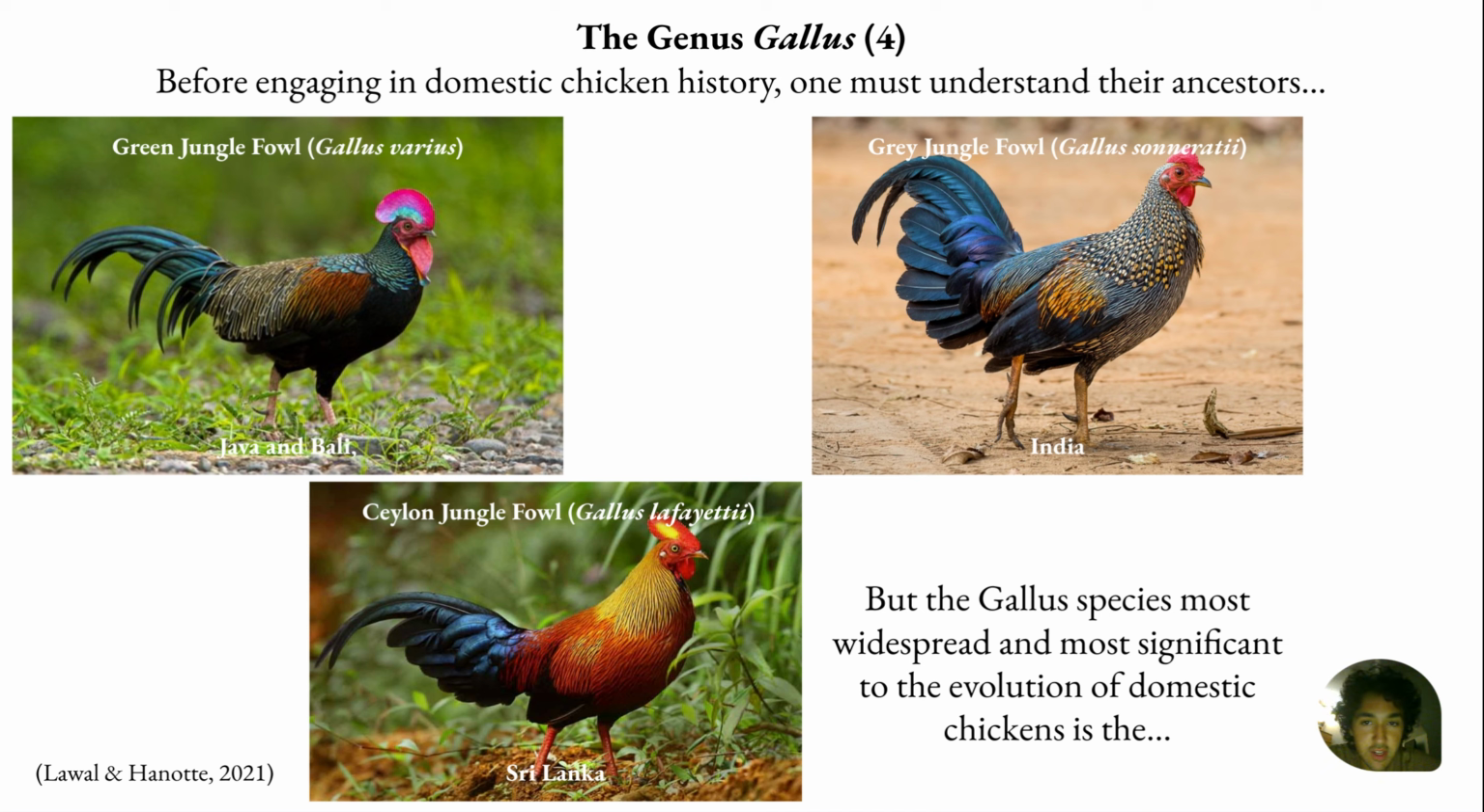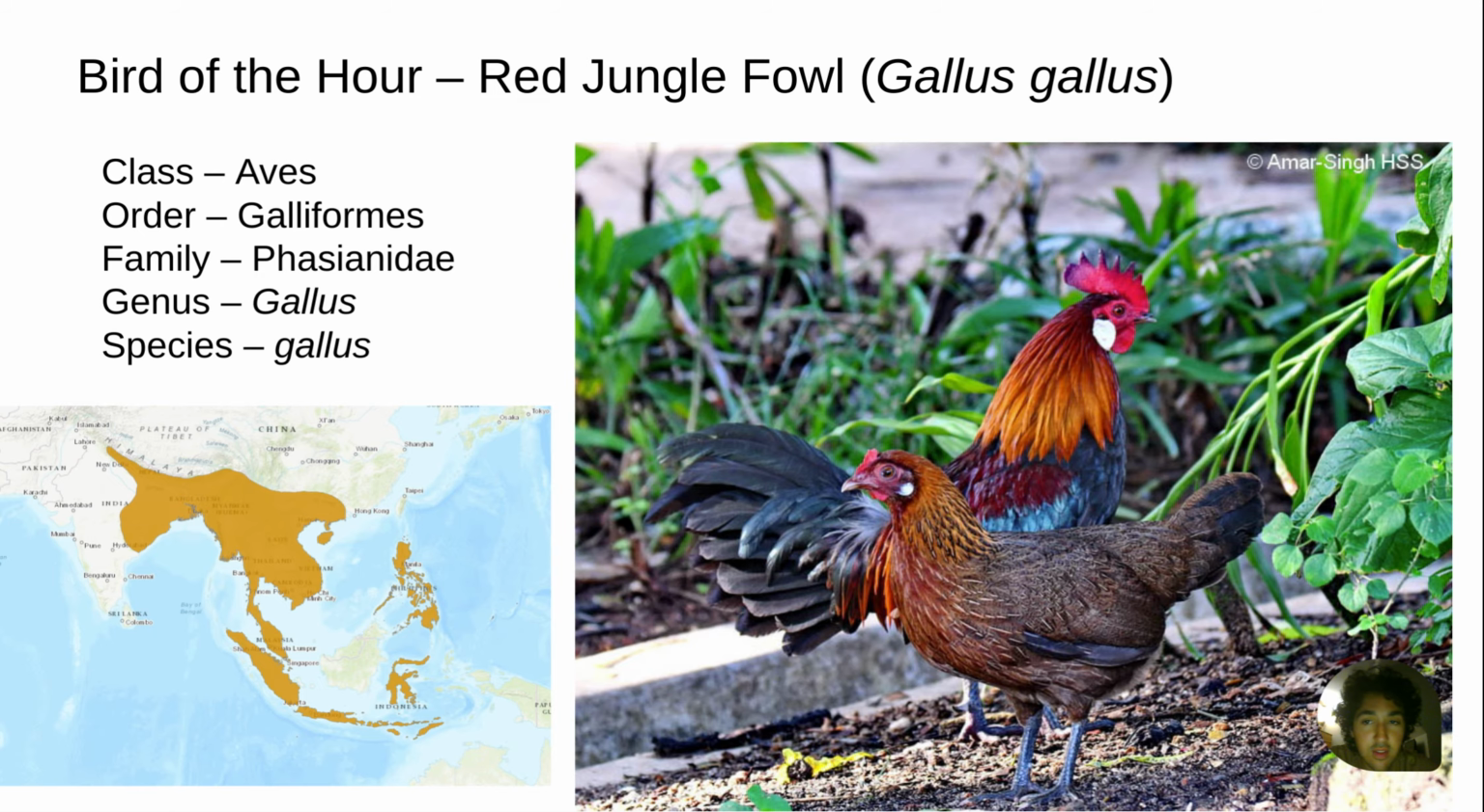So that's pretty strange. Before engaging in domestic chicken history, we have to talk about the genus that they're in, which is Gallus. The genus Gallus has 4 different species in it: the green jungle fowl, the gray jungle fowl, and the Ceylon jungle fowl. But the Gallus species most widespread and most significant to the evolution of domestic chickens is the bird of the hour, red jungle fowl, whose Latin name is Gallus gallus.